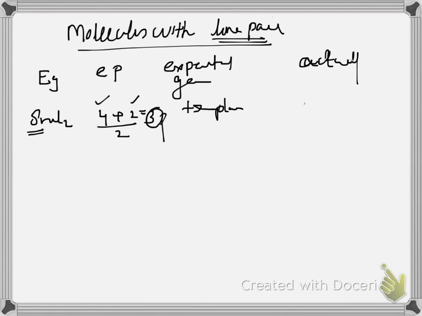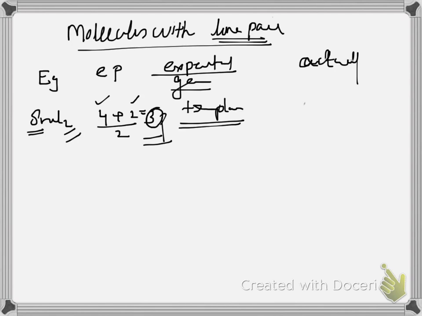For 3 pairs, we are expecting the geometry as trigonal planar. Trigonal planar. In the notebook, you have to write it completely. Triangular planar. But even if we have 3 pairs, we can see only 2 atoms, only 2 chlorine atoms bonded to tin.